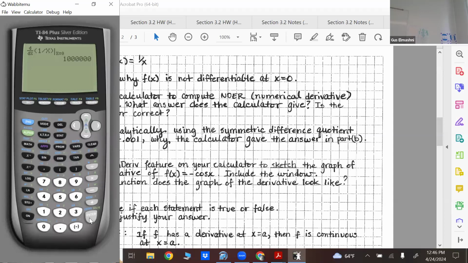So the algorithm the calculator uses is figures, okay, well, here's that negative 0.001, here's that 0.001. Well, what's 1 over 0.001? What's that going to be? 1,000, right? And 1 over negative 0.001 is negative 1,000, right? So what do you got yourself here?